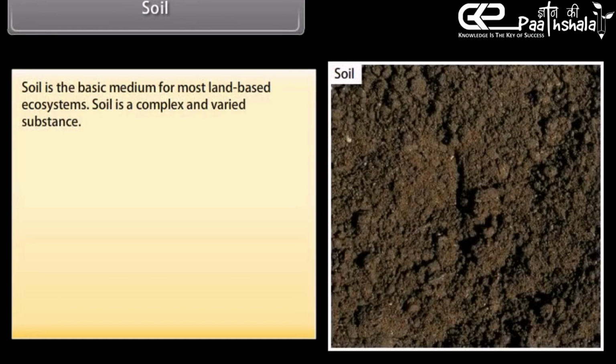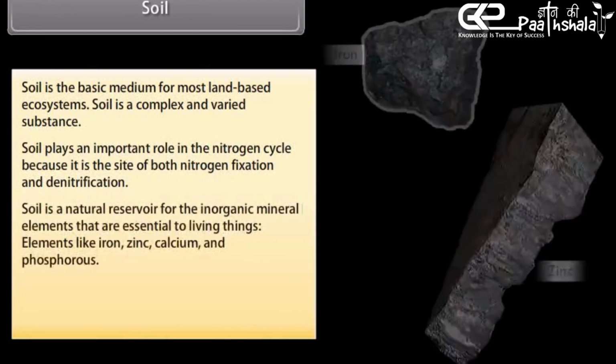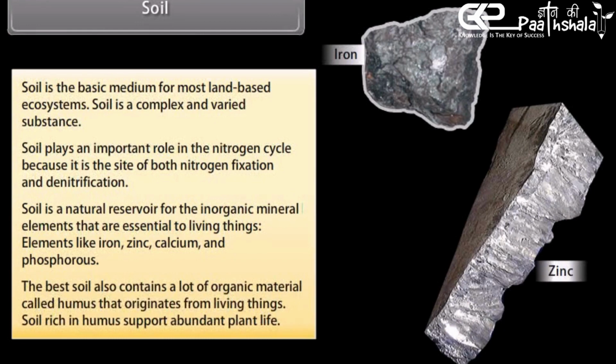Soil is the basic medium for most land-based ecosystems. Soil is a complex and varied substance. Soil plays an important role in the nitrogen cycle because it is the site of both nitrogen fixation and denitrification. Soil is a natural reservoir for the inorganic mineral elements that are essential to living things, elements like iron, zinc, calcium, and phosphorus. The best soil also contains a lot of organic material called humus that originates from living things. Soil rich in humus supports abundant plant life.